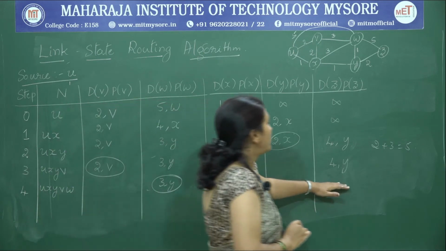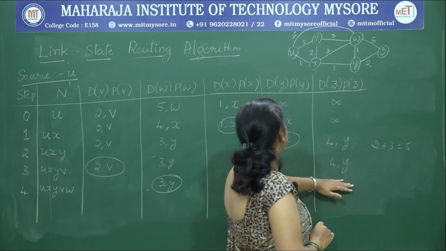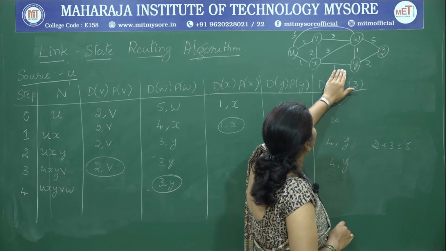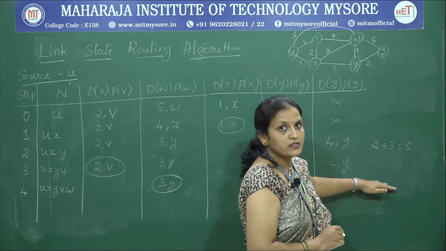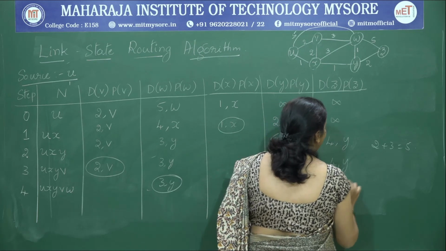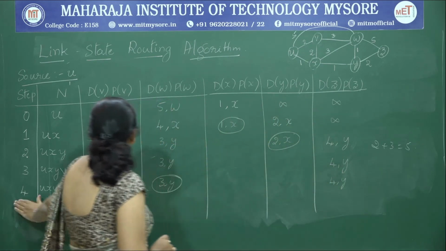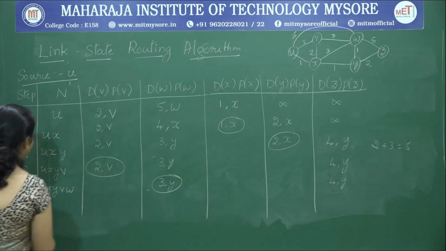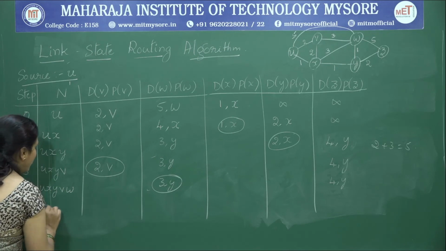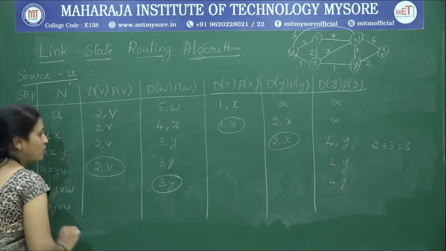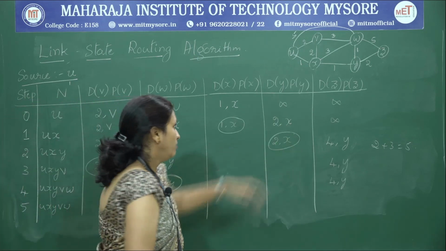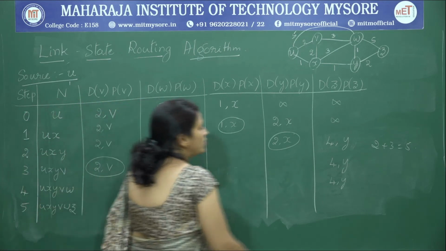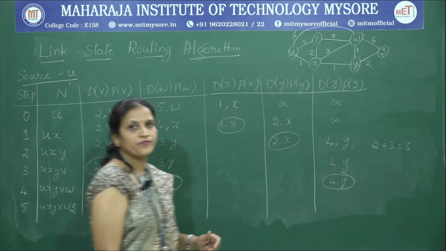Is there any hope for changes in this particular thing? Is there any other path? Just check. We do not have any other path left with which we can reach Z with lesser cost. No, right. So, we retain the same thing. So, at the end of 4th iteration, we have 4, Y. We are left with only one vertex now. So, we have U, X, Y, V, W and one more vertex, that is Z, which is left out, is pushed on to N dash. So, this value is also finalized, right.